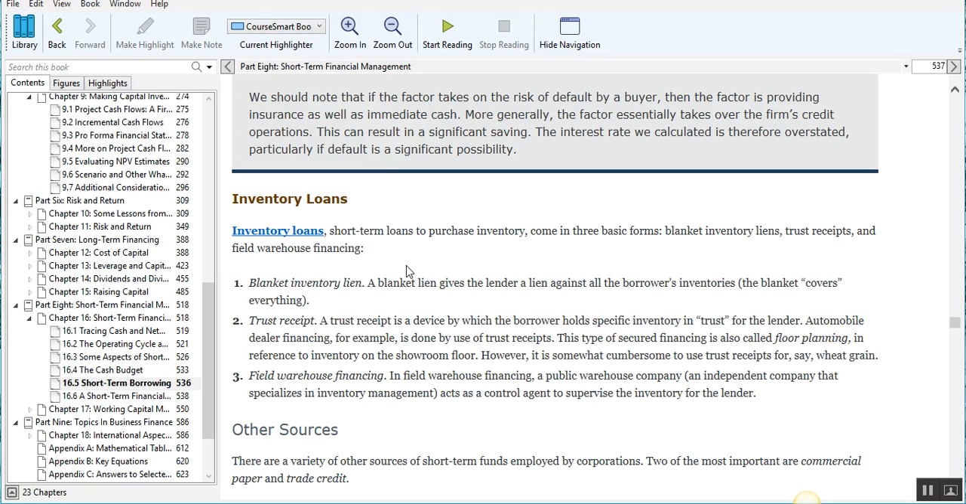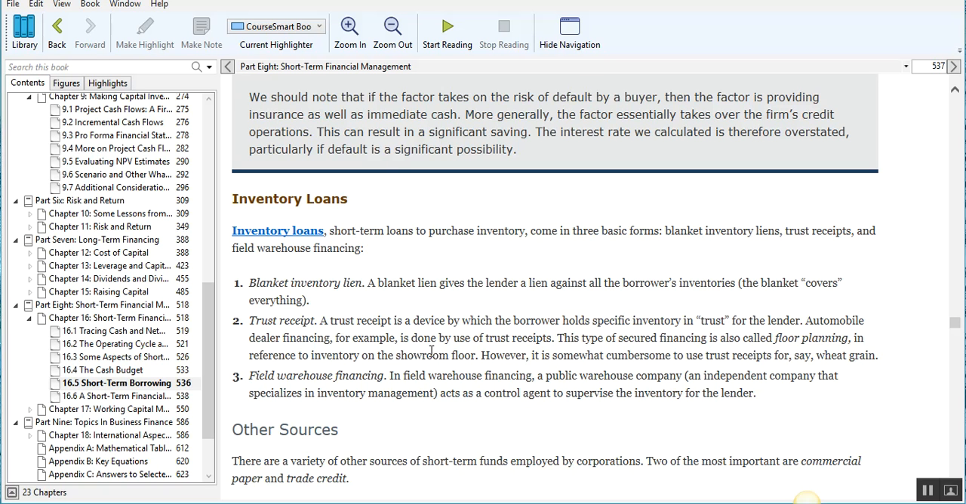Inventory loans are short-term loans to purchase inventory. Usually what you're dealing with here is some kind of a blanket inventory lien in some cases, where they have a lien on all inventory. You may have a trust receipt. The borrower can hold specific inventory in trust for the lender. This is what they call a floor plan for auto dealers. What they do is they basically have an inventory, but they're holding it in trust, and it's a secured financing.